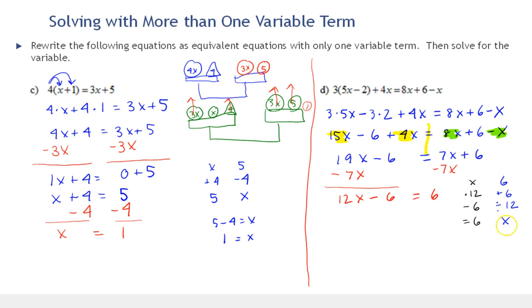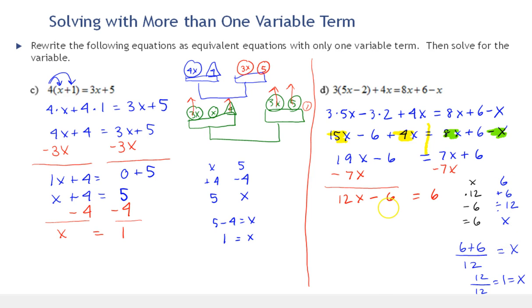So let's go through this process to find x. So we'd have 6, we'd add 6, divide the result by 12, and our result is x. So notice this is 12 over 12, which equals 1. So there's the construct and deconstruct process that gives us 1.